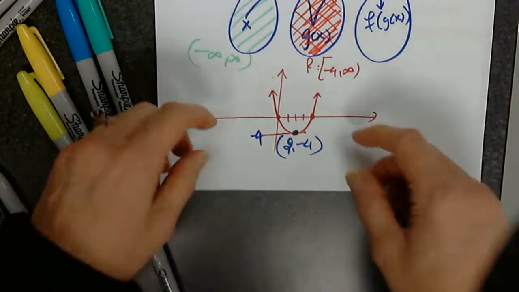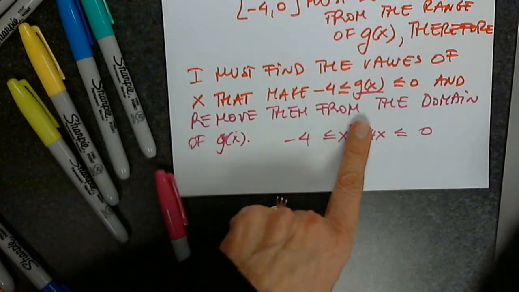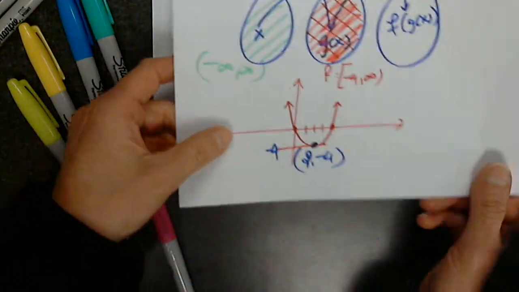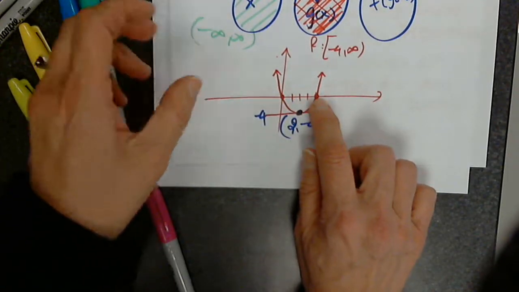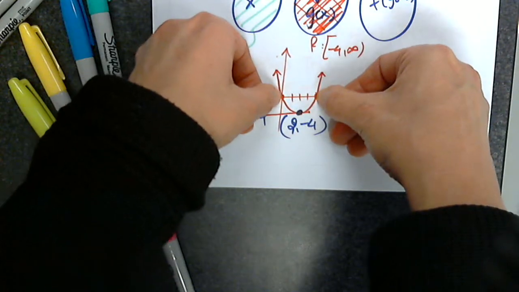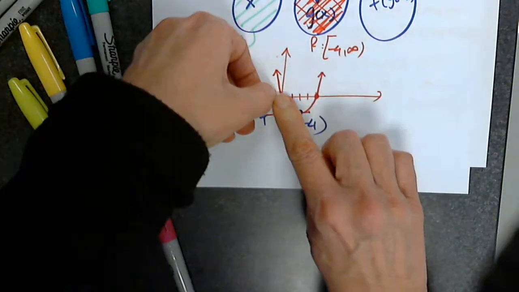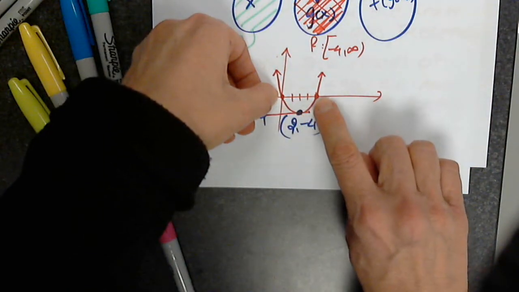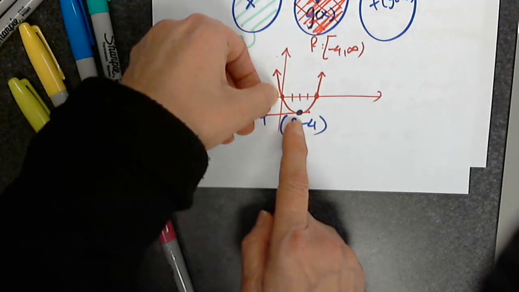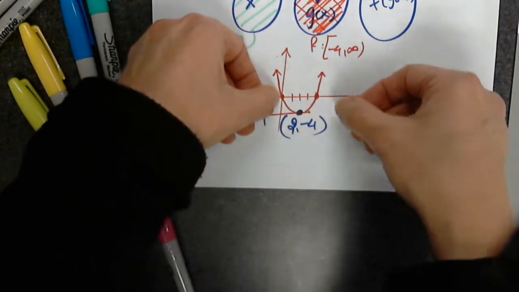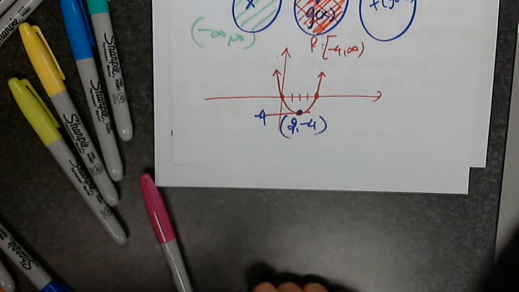As you see, the function g is between negative 4 and 0 here. But those are the x values between 0 and 4. The x values between 0 and 4 make g be between 0 and negative 4, or between negative 4 and 0. So once I exclude these two, everything else is safe.